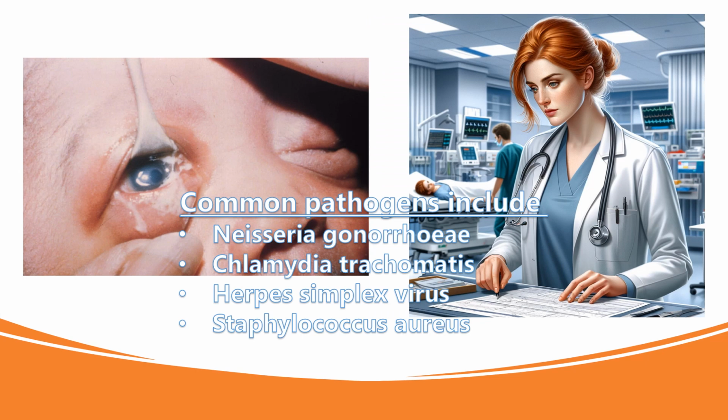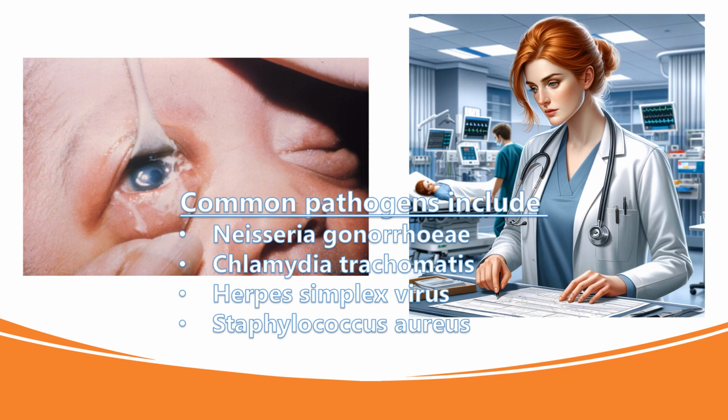For instance, Neisseria gonorrhoeae infection leads to a hyperacute bilateral conjunctivitis. It's marked by copious purulent discharge, lid swelling, and preauricular adenopathy. Other common pathogens include Chlamydia trachomatis, herpes simplex virus, and various bacteria like Staphylococcus aureus. Chlamydial conjunctivitis ranges from mild swelling and watery discharge to severe symptoms with blood-stained discharge.